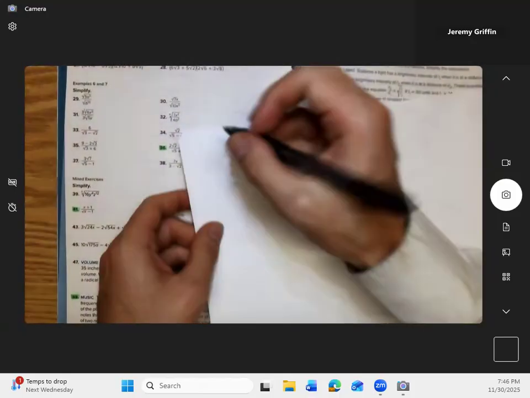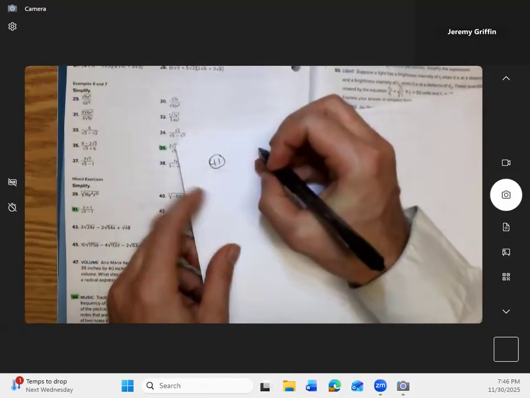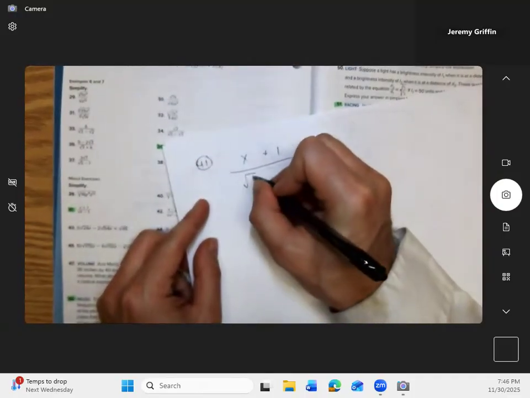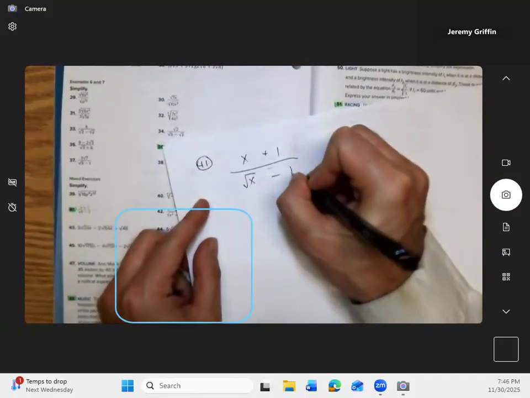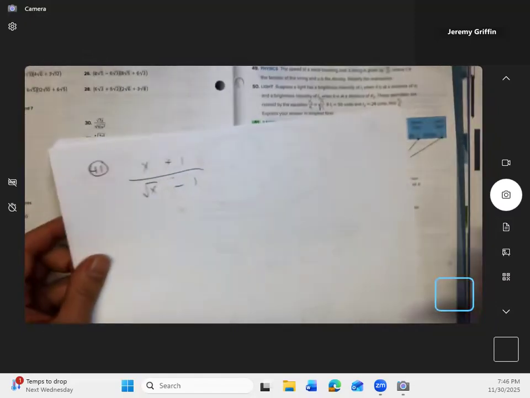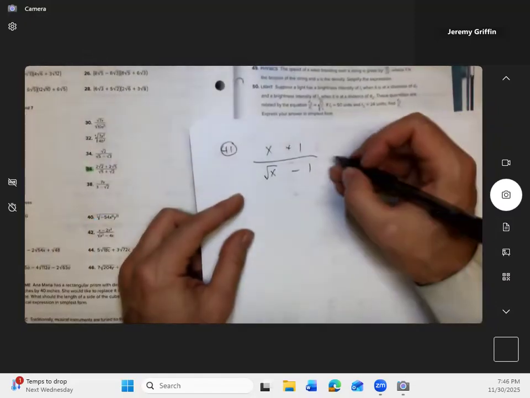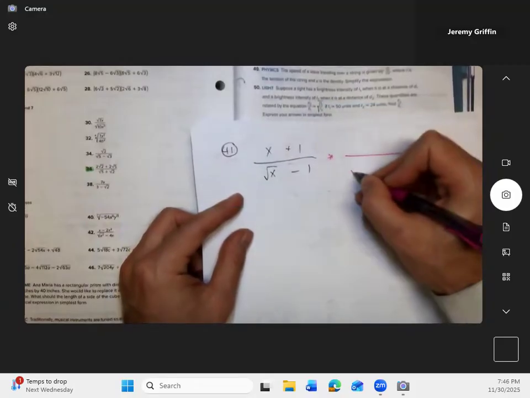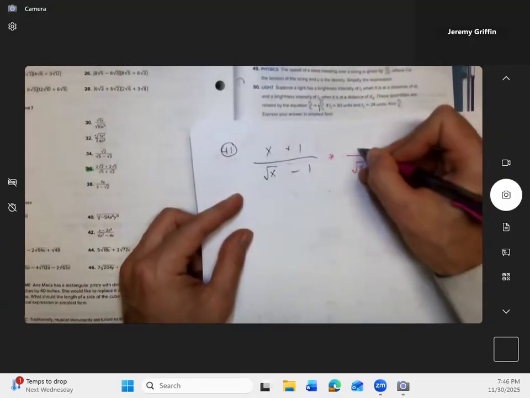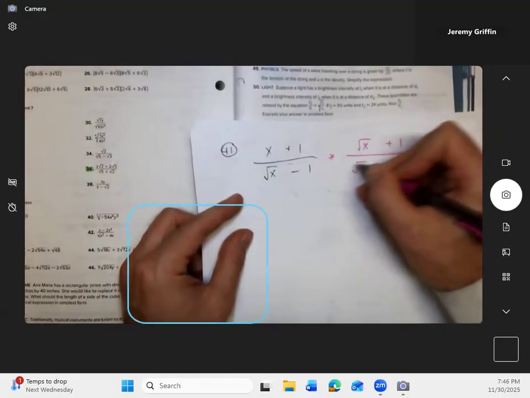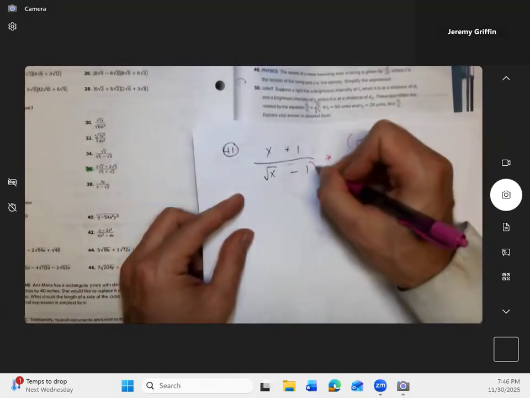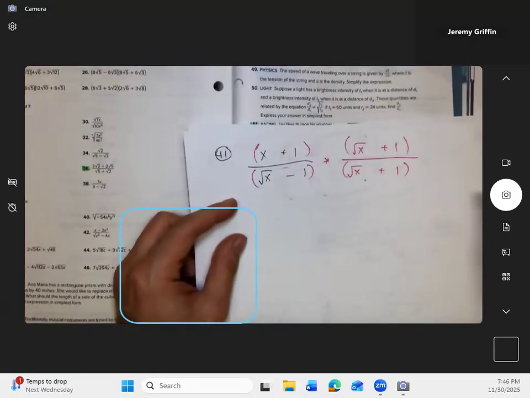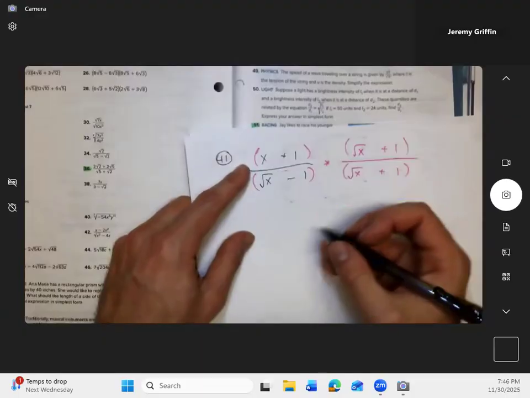41. Simplify: x plus 1 divided by root x minus 1. Okay. I think this is a similar situation, another conjugate pair type. So what if I did root x plus 1? Okay. And then let's do FOIL: first, outside, inside, last, and so on.